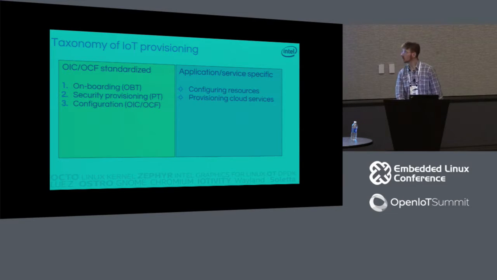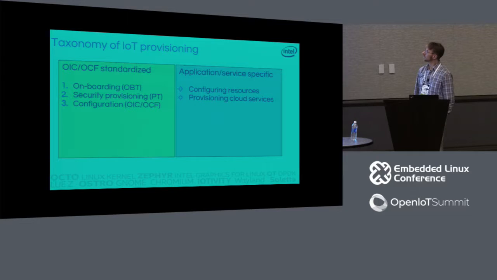In the OIC standards, we have 3 steps, the first of which is onboarding, which is to establish the identity of the device and establish a trust anchor between a so-called ownership transfer method and the device to be provisioned.